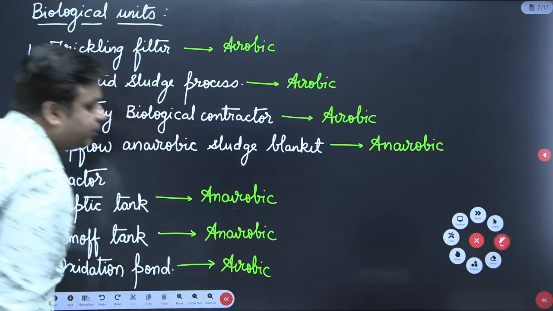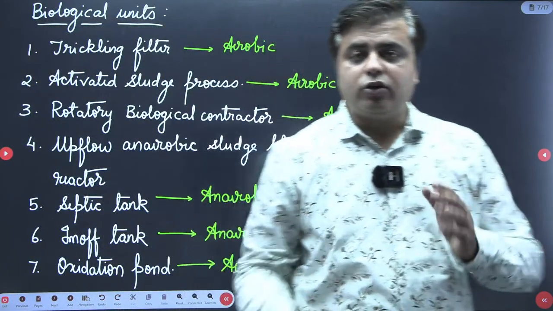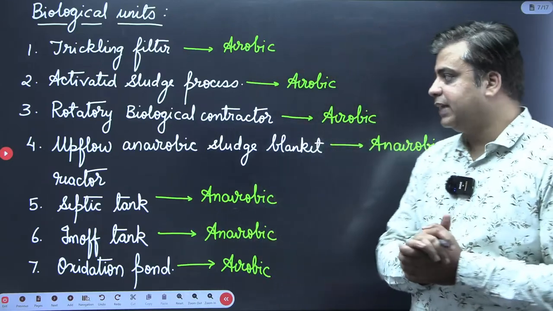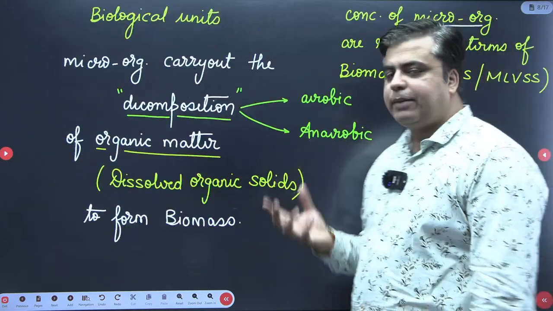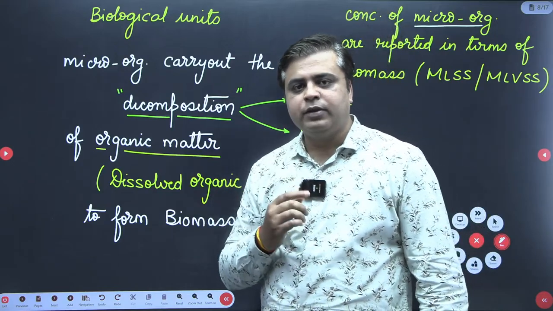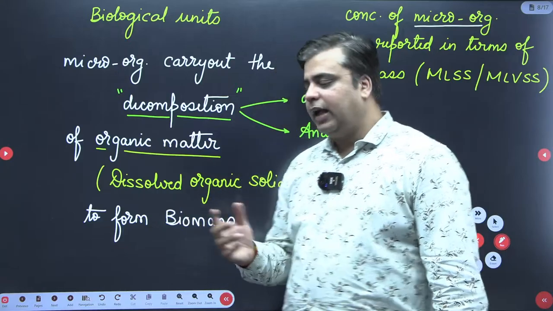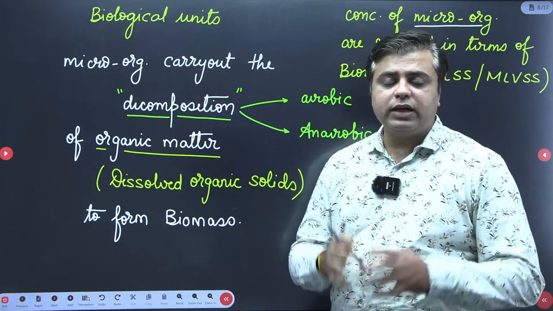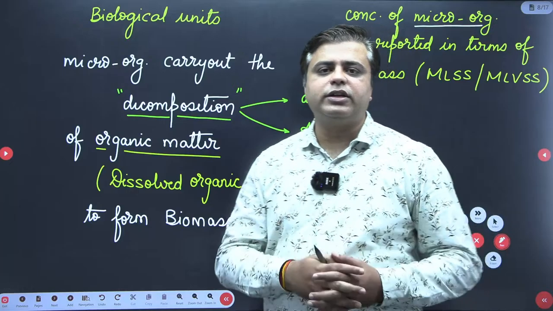You can expect a multiple select question, right? We are going to discuss one more thing, and the combination of that will be a multiple select question for your examination. Now, inside the biological treatment unit, what is happening? Microorganisms are carrying out the decomposition of organic matter, either in the presence of oxygen or in the absence of oxygen, and this leads to the formation of biomass. So if I need to show the concentration of microorganisms, I'll show it through the concentration of biomass, as simple as that.